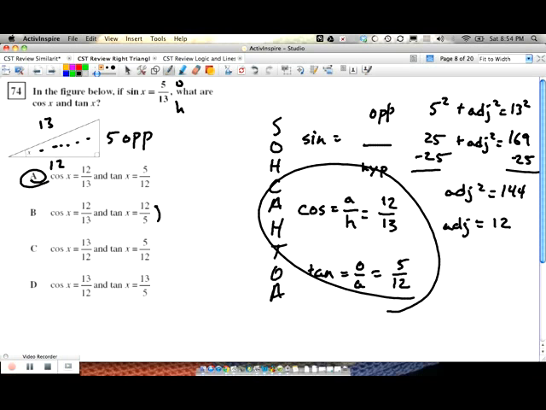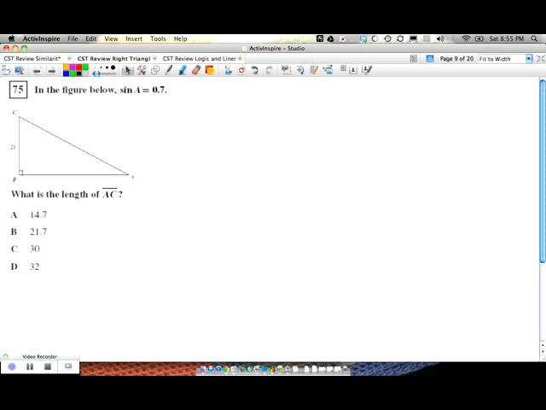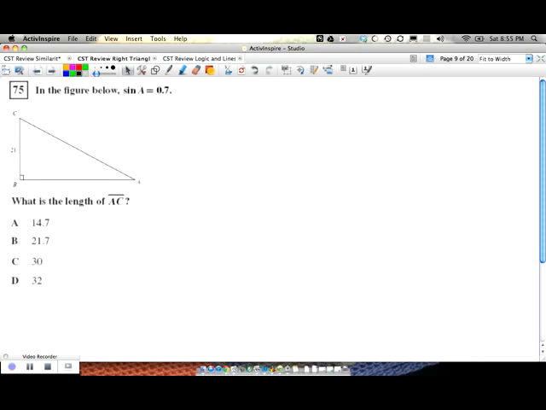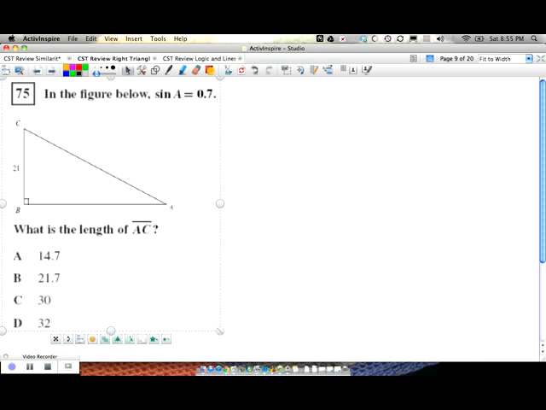The other ones all have one little detail that's missed, like for example this one, the tangent's backwards. For C, the cosine is backwards. And then for D, this 13 shouldn't even be there, and the cosine is backwards. So A is our answer. Let's keep on moving, not wasting any time here. Make this a little bigger.